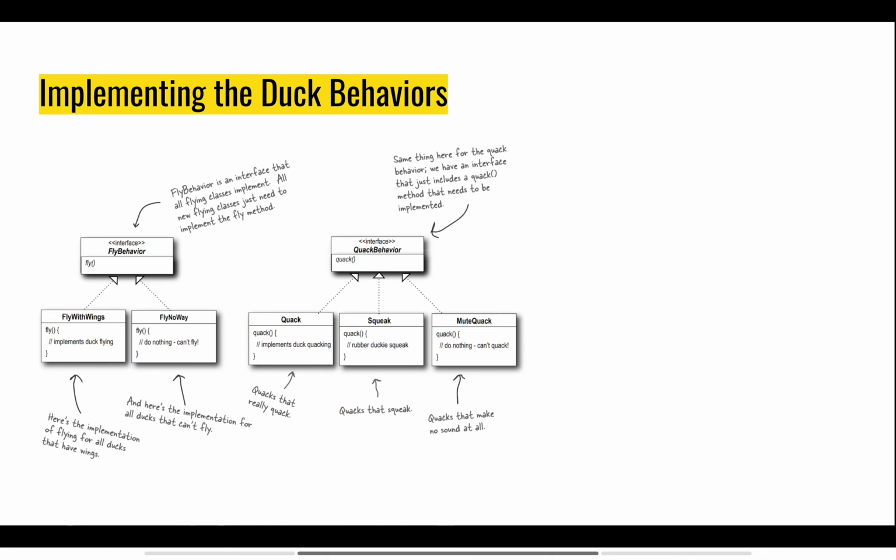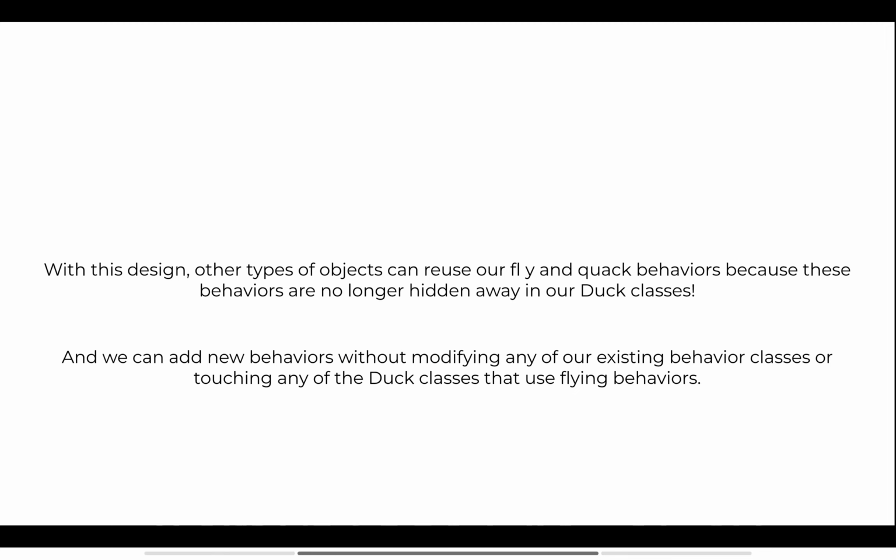The Quack subtype basically provides an implementation for the ducks who quack. And similar to this, we have Squeak and MuteQuack. With this design, other types of objects can reuse the fly and quack behavior because behaviors are no longer hidden away in our Duck class. And we can add a new behavior without modifying any of our existing behavior classes or touching any duck class that uses the behavior.